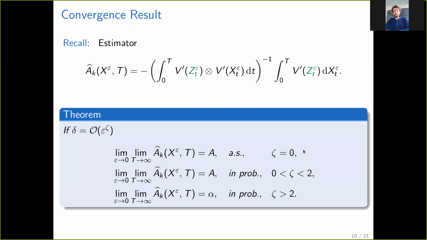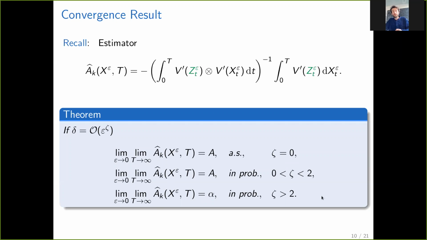This is a big improvement with respect to subsampling, because we don't have convergence in probability anymore, but almost sure convergence. And zeta equals 0 says that we don't need to know the scale separation parameter in order to obtain an unbiased estimation of the effective drift coefficient. Then if we take the exponent zeta to be between 0 and 2, the estimator converges as well to A, but just in probability.